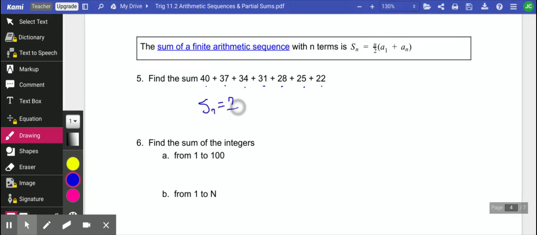So we're going to take 7 divided by 2, times a1, that's our first term, and then an, a7, which is 22. We add those, multiply by 7, divide by 2, and get 217.